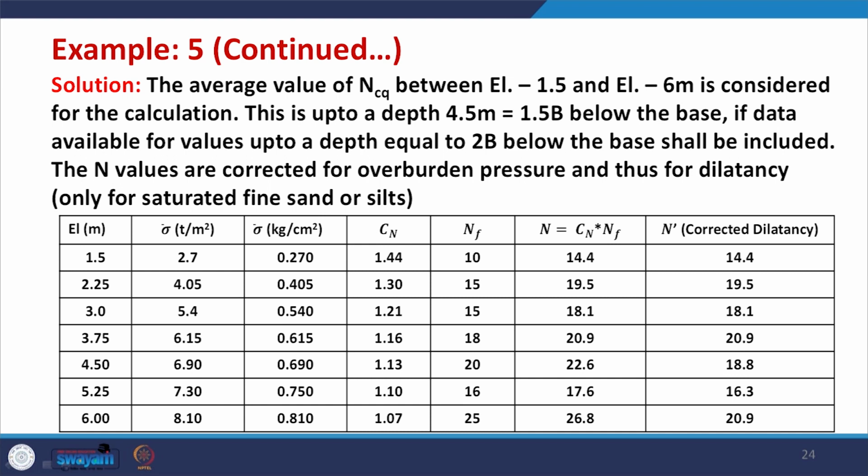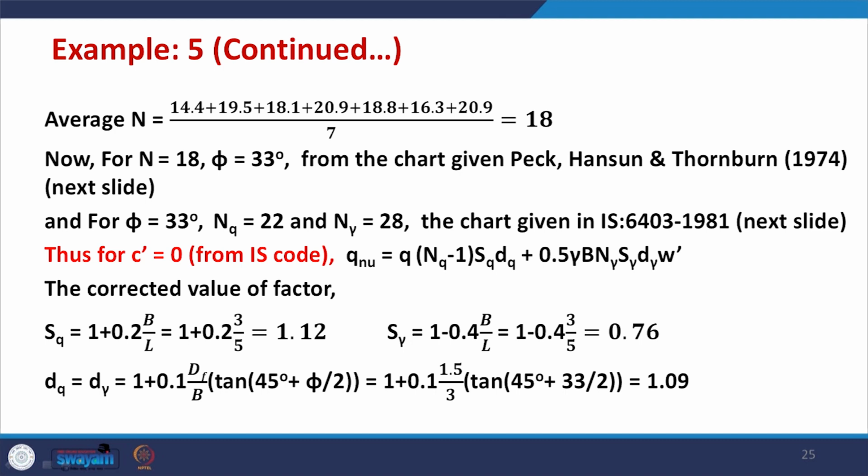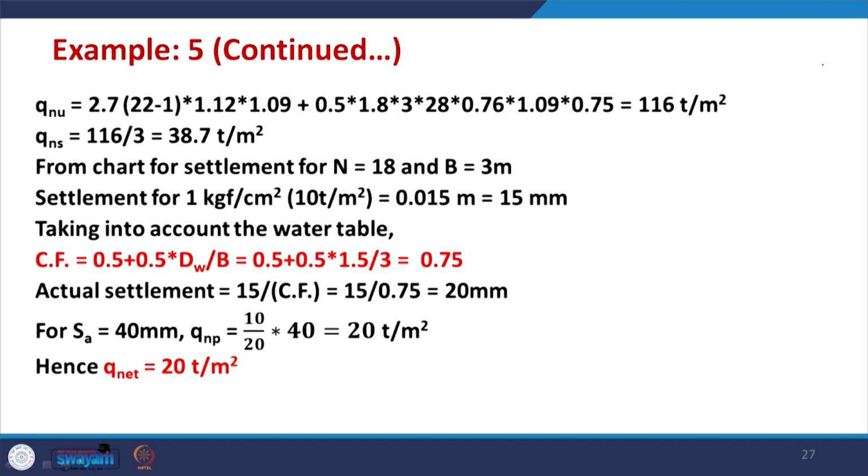So, 0.75 is coming here in this calculation for the correction due to water table. If you see in the next slide, it is 0.75. This is the water table correction. Putting all the numbers, you get the value of Q NU, that is net ultimate bearing capacity. Factor of safety was given 3. So, this is the net safe bearing capacity from the bearing capacity point of view.